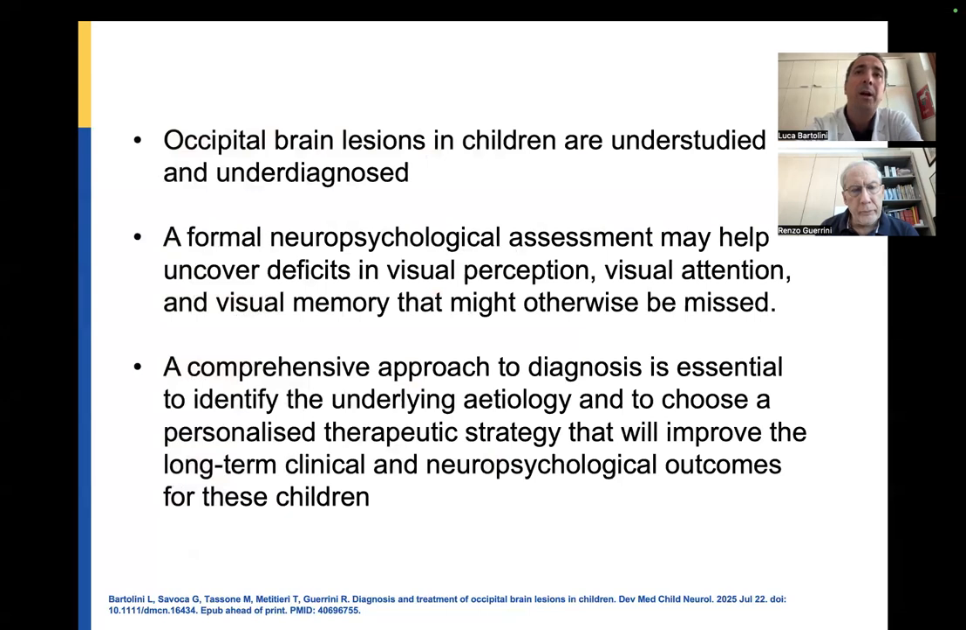In summary, our article emphasizes that the differential diagnosis for occipital lesions in children is broad and that recognizing signs like visual agnosia and asking targeted questions about visual behavior can be decisive in reaching the right diagnosis. We hope our structured approach will help clinicians pick up subtle cases earlier and initiate treatment and rehabilitation that improve long-term outcomes.